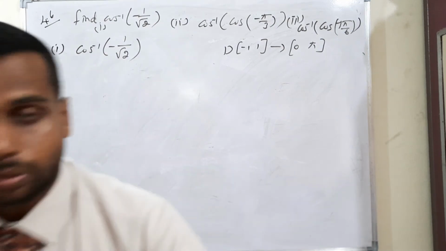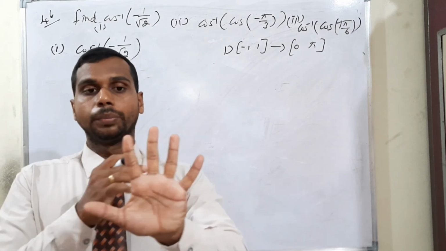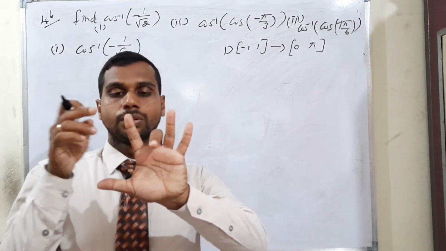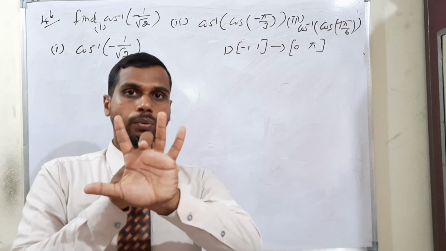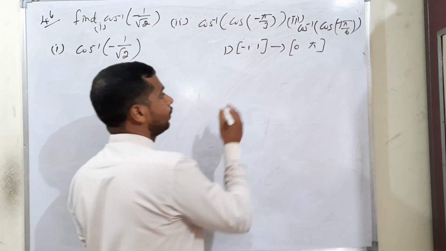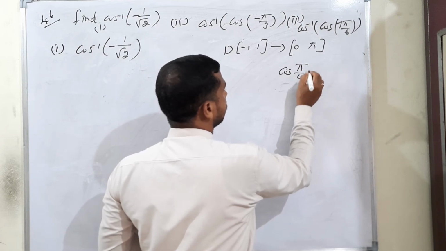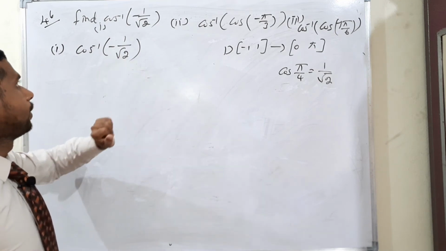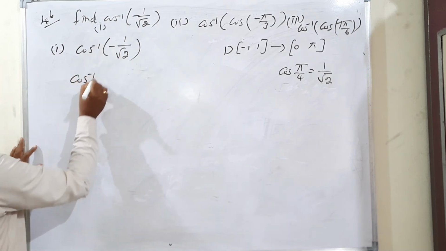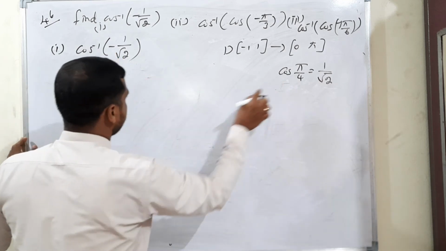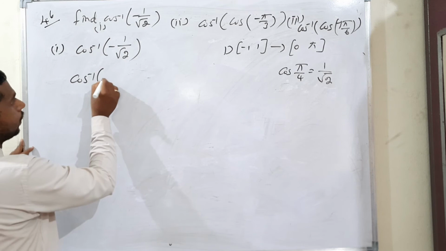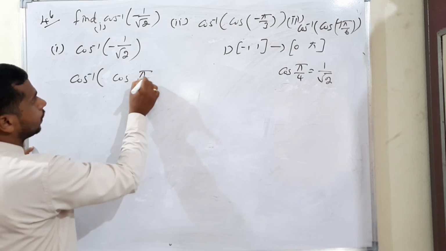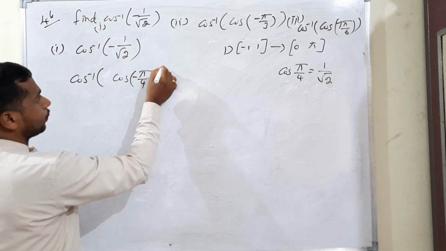Minus 1 by root 2 means, according to the finger truth table, for 1 by root 2 in cos we have to check the little side. On the little side it lies on the middle finger, so 0, pi by 6, pi by 4. Therefore cos pi by 4 is equal to 1 by root 2. But here actually there is a negative sign, isn't it? So the negative sign means cos inverse of negative cos pi by 4, otherwise cos inverse cos of negative pi by 4.